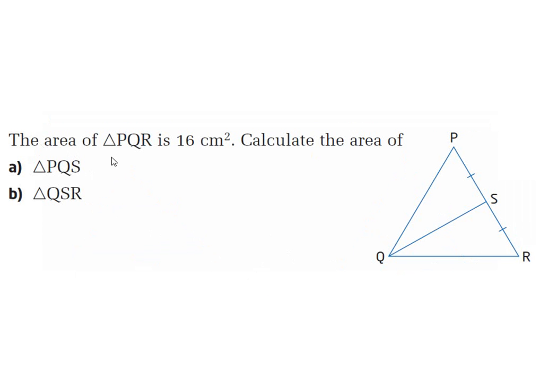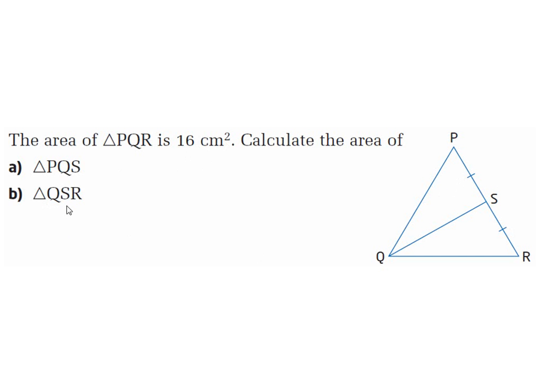Question. The area of triangle PQR is 16 square centimeters. Calculate the area of triangle PQS. Where is PQS? Okay, this is the smaller one, half of the original. Half of it is of course 8, right? So this is 8 square centimeters.